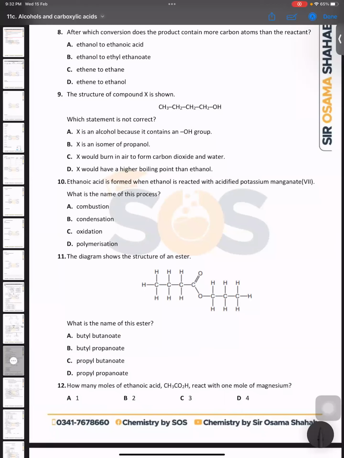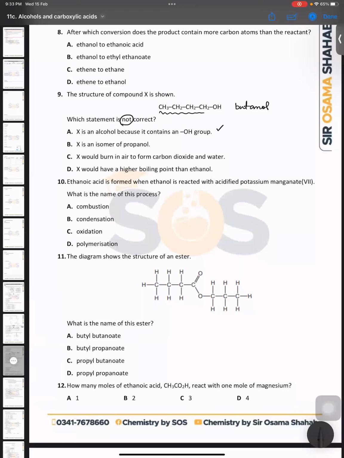So the structure of compound X is shown. You can see this. This is 1, 2, 3, 4 carbons with OH. So this is butanol, right? And which statement is not correct? You need to see this one. X is an alcohol because it contains hydroxyl group.